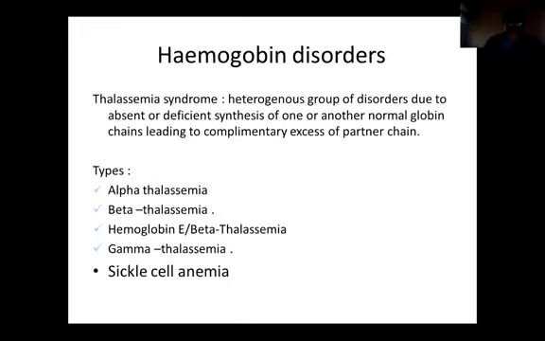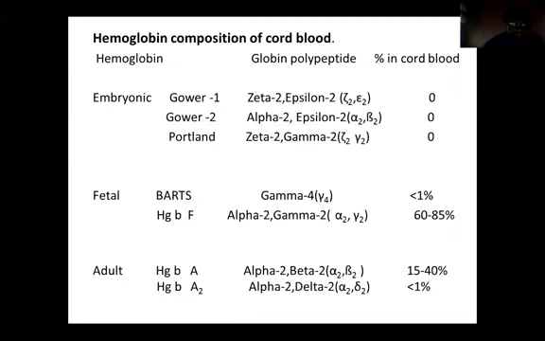Now we come to hemoglobin disorders. These are slightly rare. We already know that it is mainly because of deficient or absent production of one of the globin chains. So it can be alpha thalassemia, beta thalassemia, or a combination of both. And the last one is sickle cell anemia. So these are the different hemoglobins at different ages and the percentage of them in cord blood. We have embryonic, fetal, and adult hemoglobins: Gower 1, Gower 2, Portland, then fetal Bart's and HbF, and adult hemoglobin HbA and HbA2 respectively.